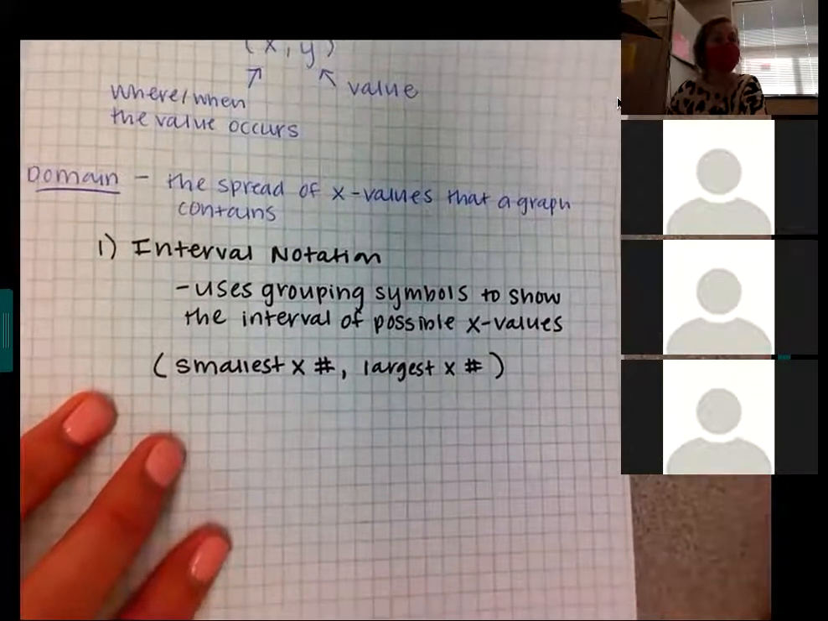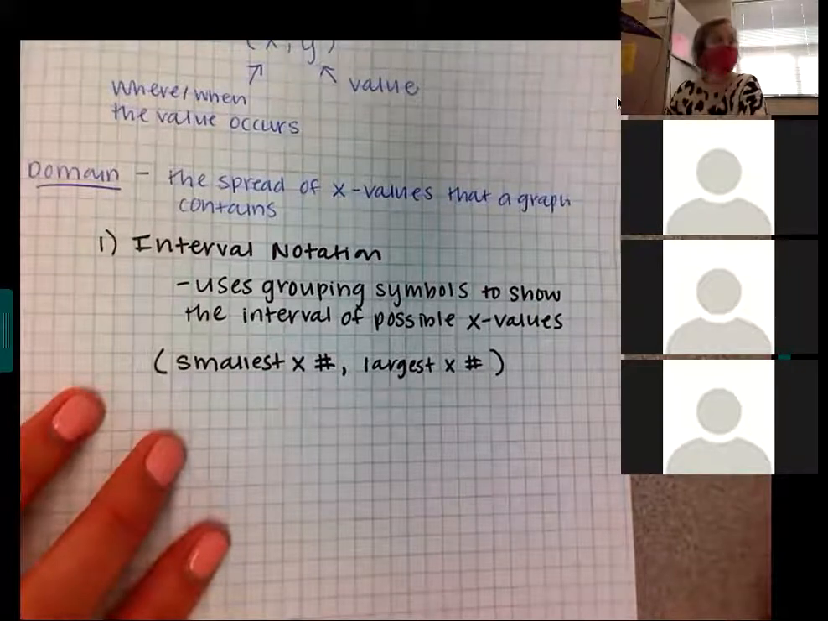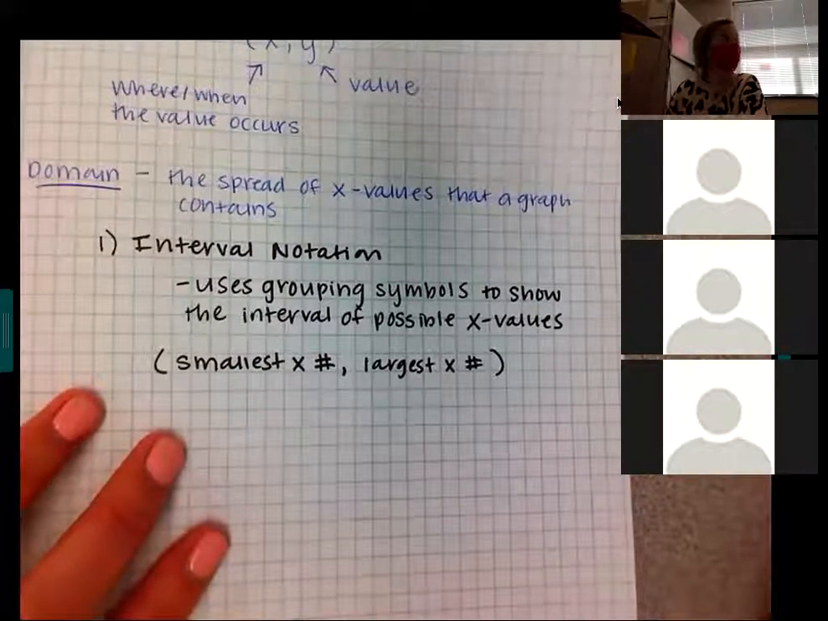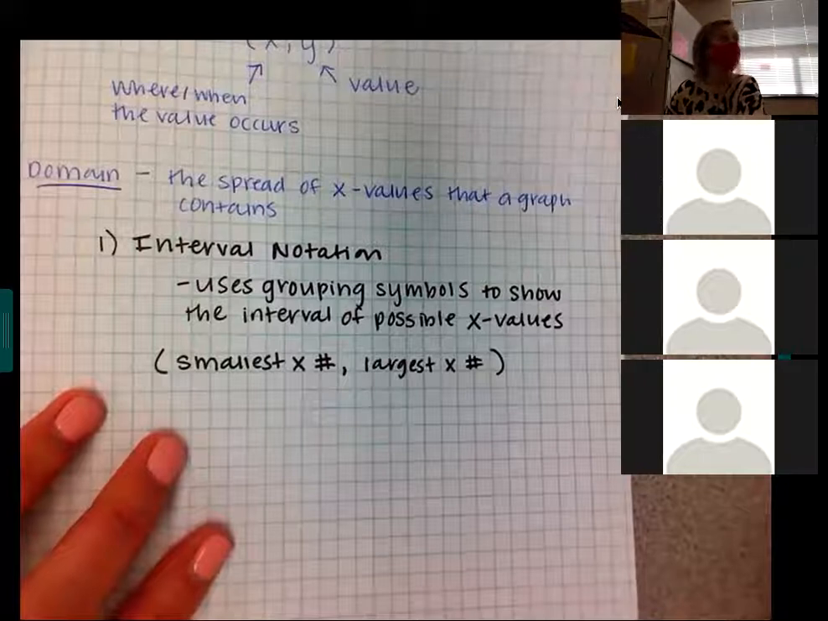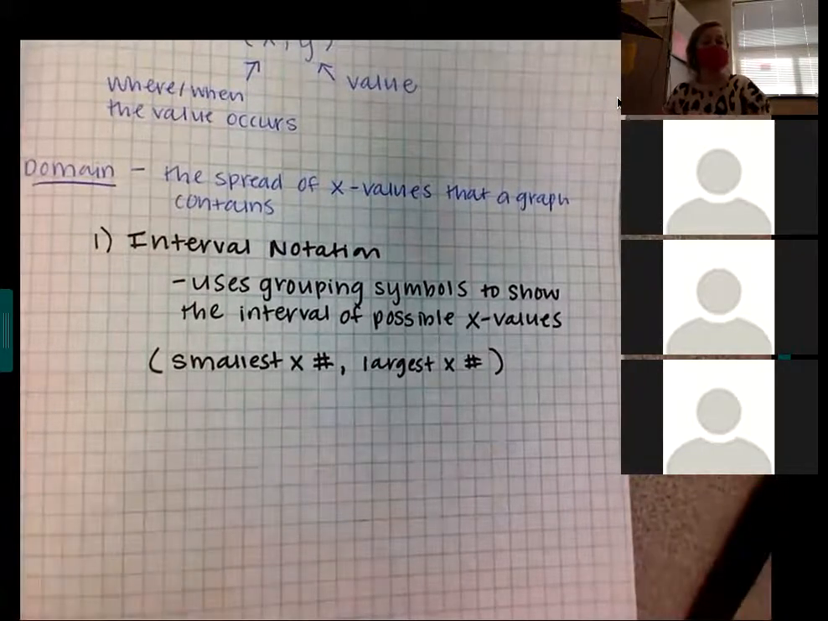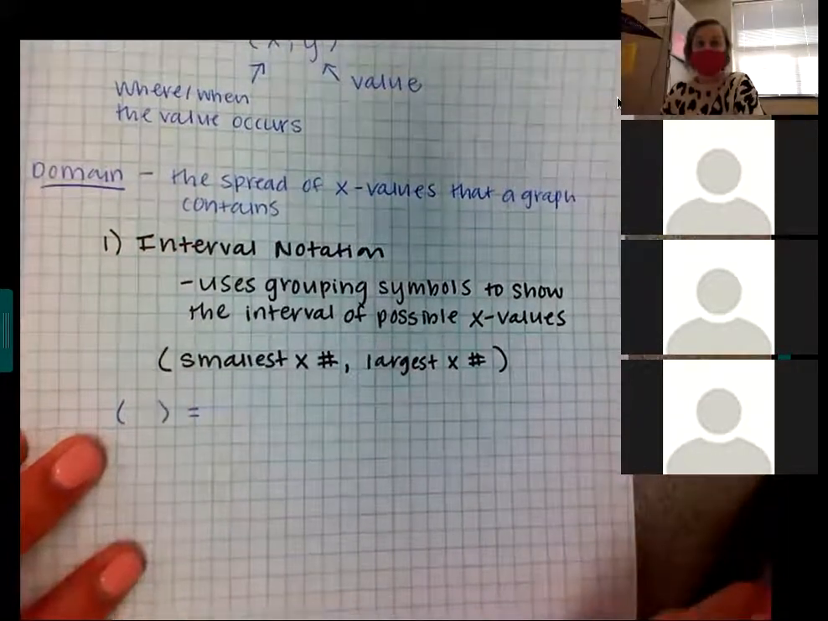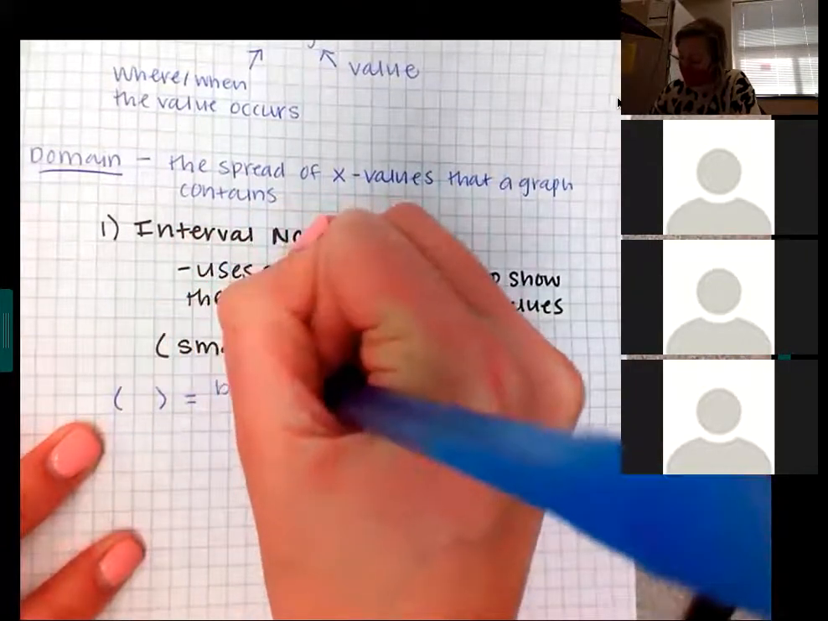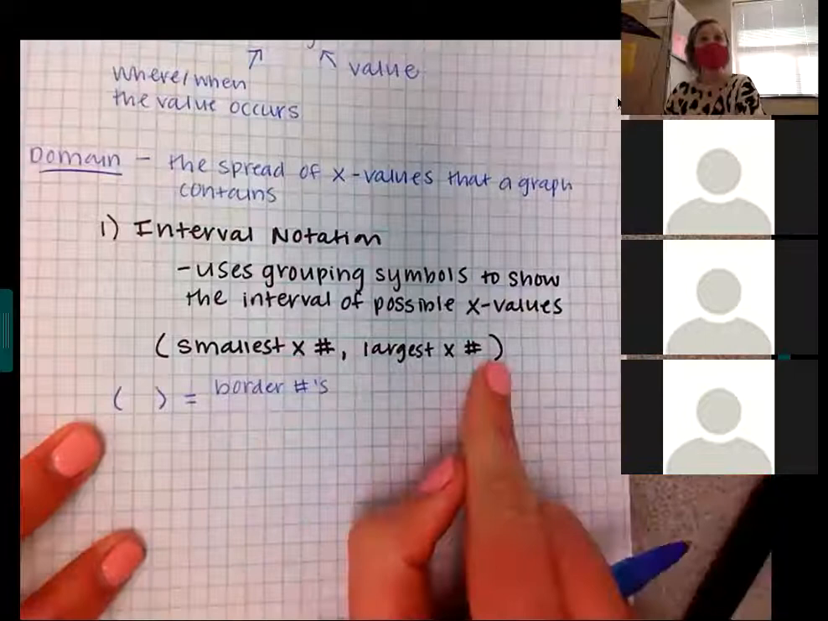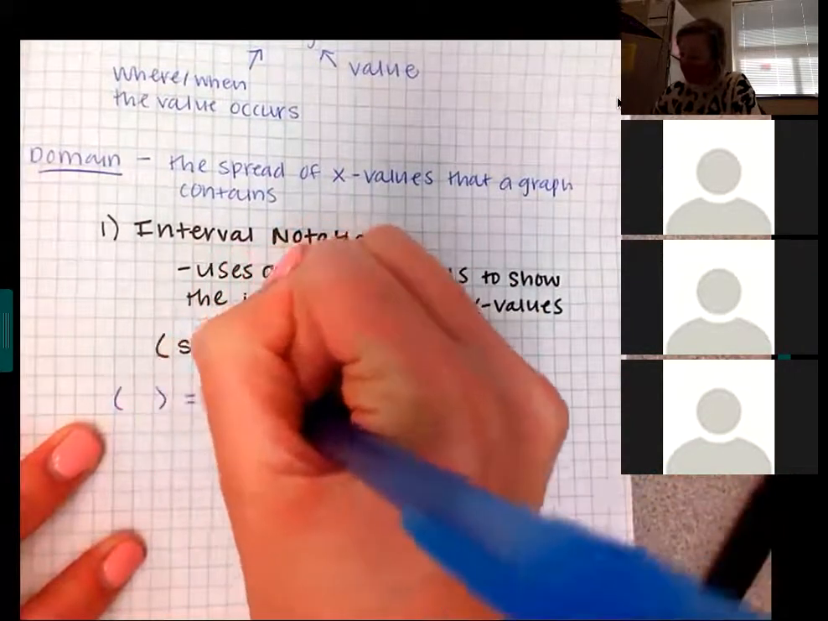This is the part that's usually brand new to y'all. Braces. Yeah, so braces are used in statistics for sets. They're not used with functions. We will only use parentheses and brackets. That's a good question though. If you see parentheses, that means the border numbers, and by border numbers, I mean the smallest and the largest, are not included.